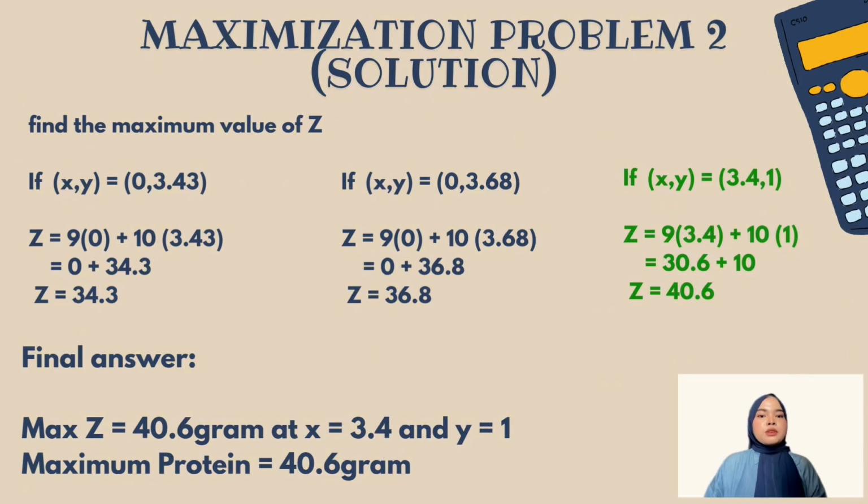Then we need to substitute each point into z equal to 9x plus 10y. For point 0 and 3.43, z equal to 34.3. Next, for point 0 and 3.68, z will be equal to 36.98 and the last point is 3.4 and 1. Z will be equal to 40.6. So we could say that the maximum protein is 40.6 grams when x equal to 3.4 and y equal to 1. So that is all for my part.